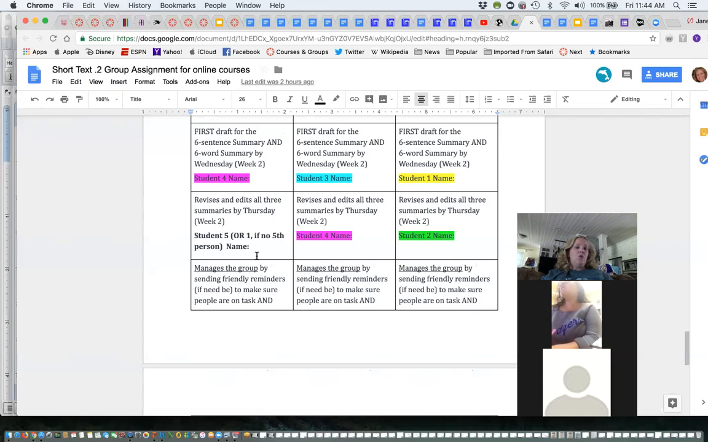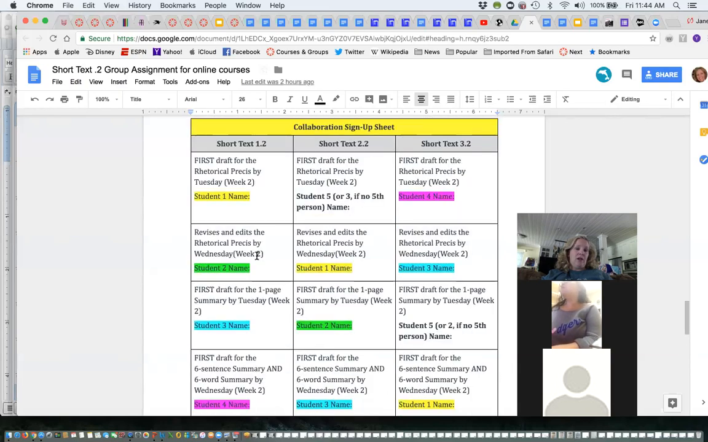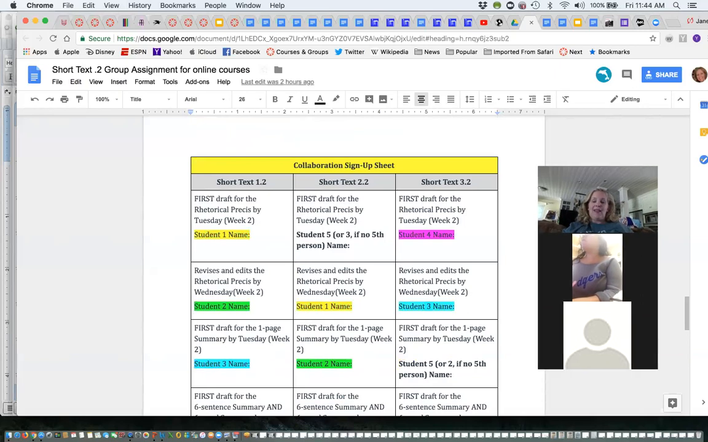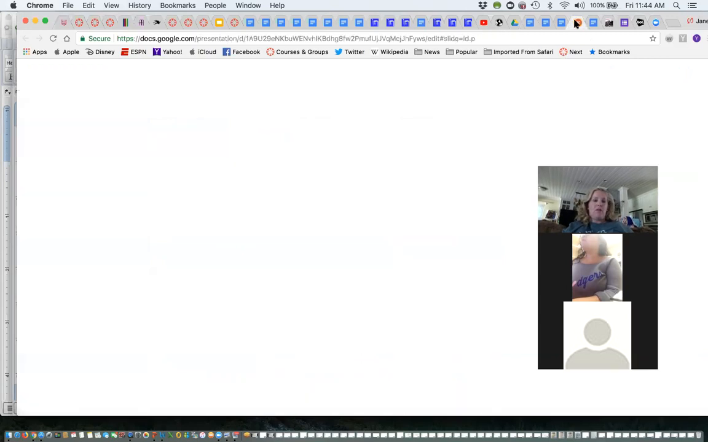So I have a little workflow for what you're going to be doing here, okay? Now, I'm okay that you don't know what the rhetorical precis is yet, and I'm okay if you don't know what the summary is yet, but I do want to show you where you're going to put that work once you're done with it, okay? So, hi Lucy, I don't know if you can hear me, but I can see that you're here. Can you hear me, Lucy? Hi Lucy. Anyway, I am going to show you where you're going to put your work.